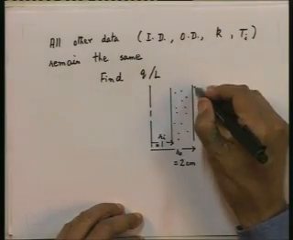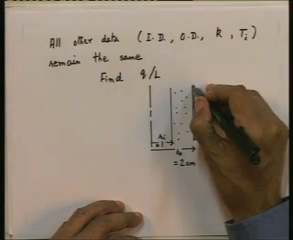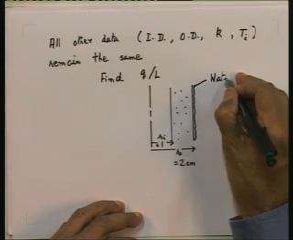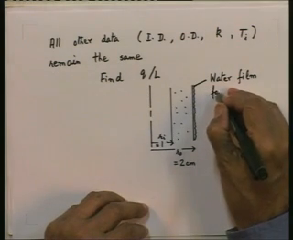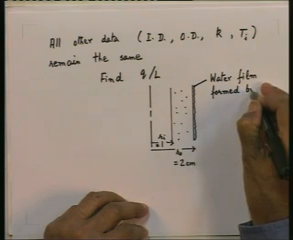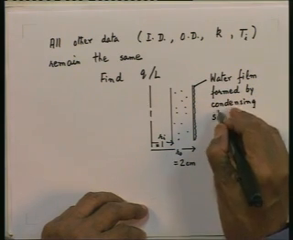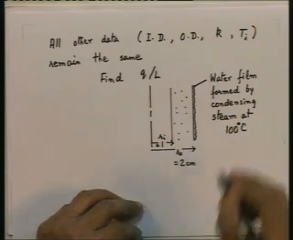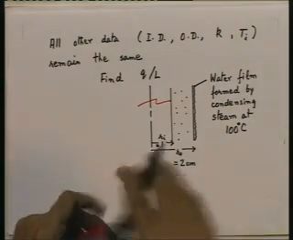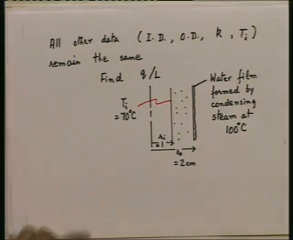On the outer surface, we have steam condensing. The steam is going to condense and form a water film on the outside. On the outer surface, you are going to have a water film formed by condensing steam at 100 degrees centigrade. The inner surface remains at Ti equal to 70 degrees centigrade. That is the position.